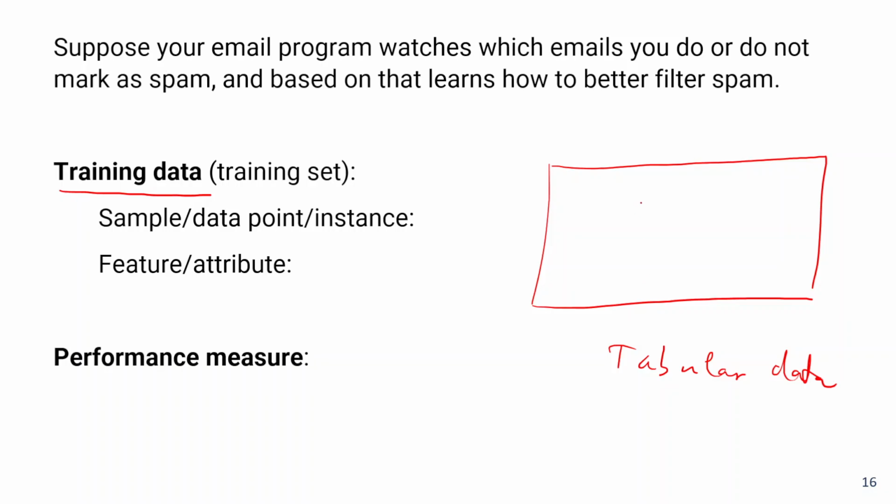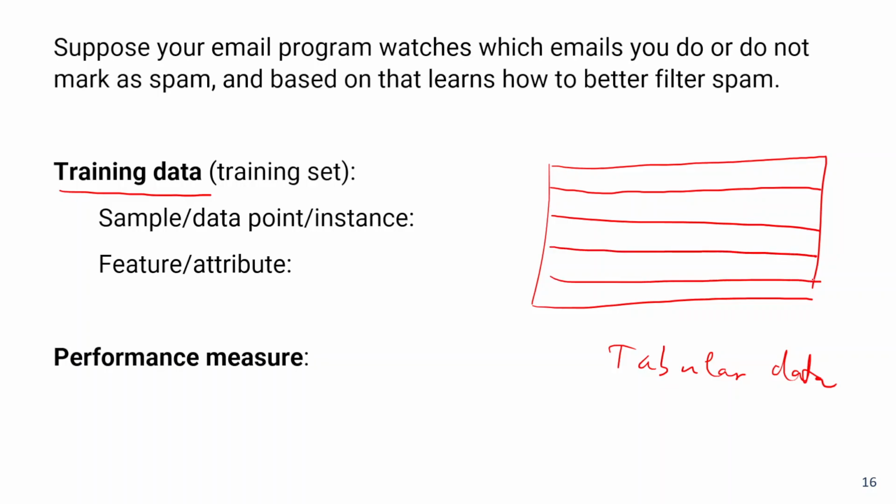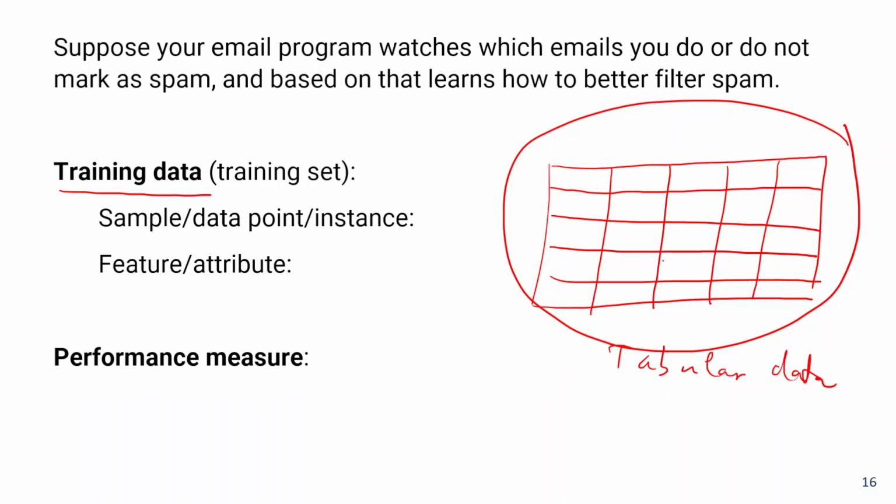So in training data, we may have many rows and many columns. The whole thing, the whole table you put into training the model, we call it training data. Or sometimes we call it the training set. So training set or training data is one thing.